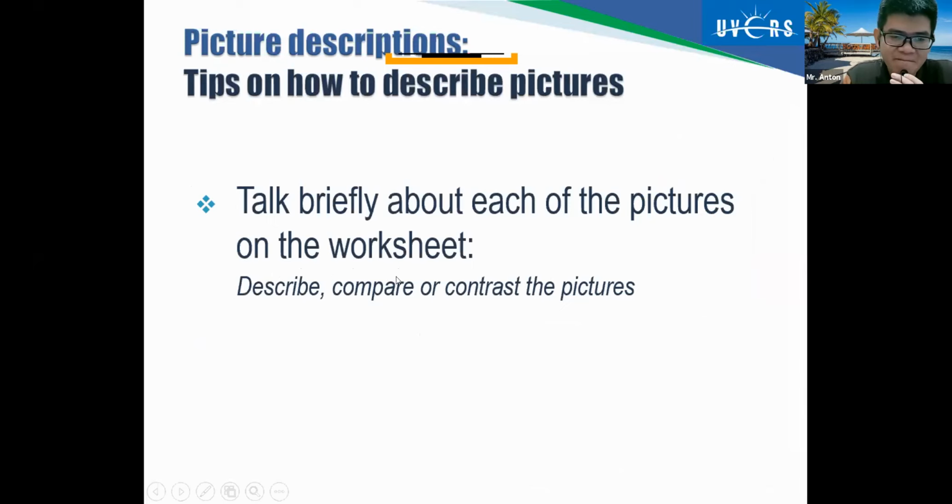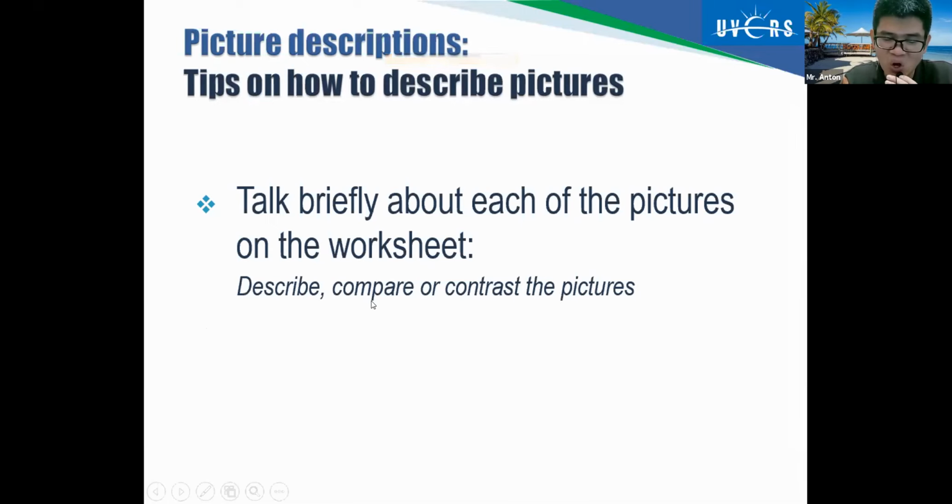And then, of course, you should describe, compare, and contrast. What is the difference between these three? For one picture, you should describe. For two pictures, also you should describe. This is the basic requirement for all pictures. You must describe every single picture you show.